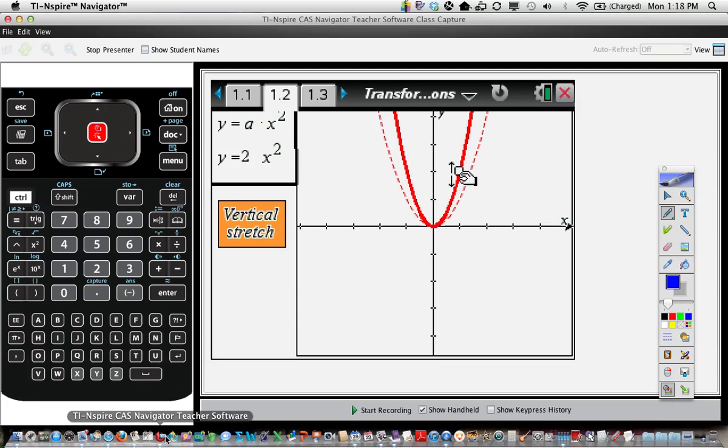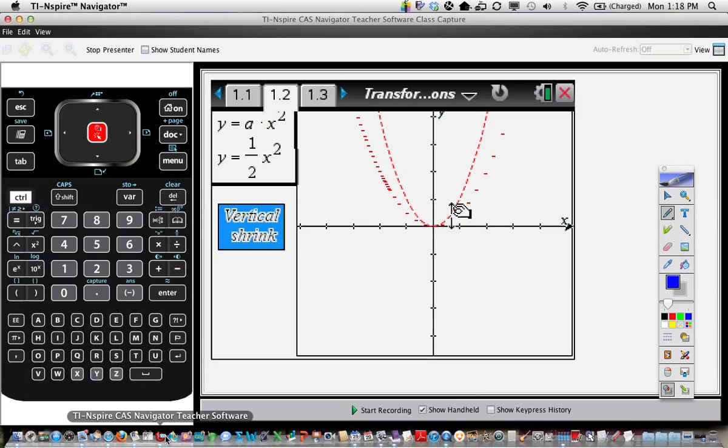Now, grab that thing and drag it right down to about 1/2. Right about there. Perfect. Okay? So they call it a vertical shrink. I call it a compression. So if that number is greater than 1, it's a stretch. And if that number is between 0 and 1, it's a compression, like if it's 1/2 or 1/3.